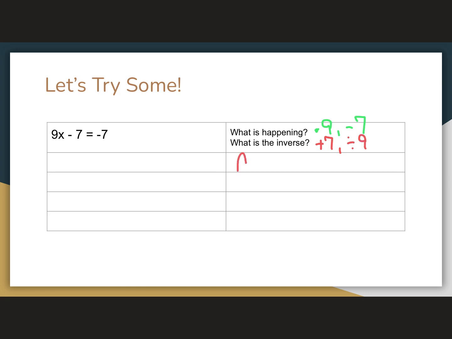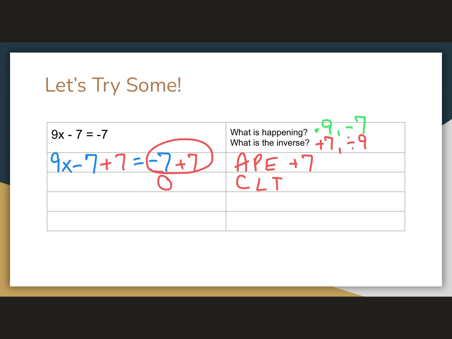So the first thing we do is by addition property of equality to add 7. So I have 9x minus 7 plus 7 equals negative 7 plus 7. So I'm going to combine my like terms. Negative 7 plus 7 equals 0. So I'm left with 9x equals 0.